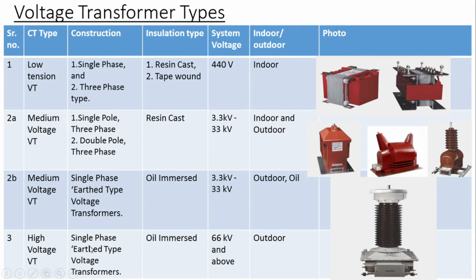Next is high voltage VT. According to construction, it is a single phase earth type. In this type, the high voltage coil, low voltage coil, core and insulation tapes are oil immersed. The insulation level of high voltage VT is designed to work on system voltages of 66 kV and above. This type of VT is designed for outdoor application only.